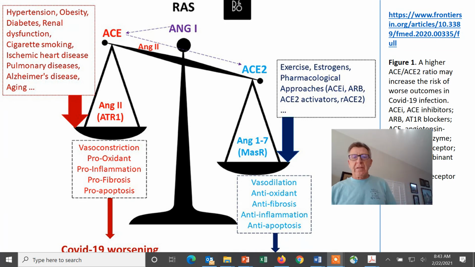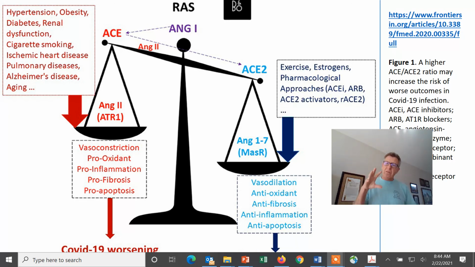And then you see down here on the other side, if you have anti-inflammation, which you get from exercise, proper diet, eating antioxidants, on and on and on, then that is going to keep you from getting inflamed, okay? So these two are always doing this all the time. Exercise, estrogens, all these things. Now, if we take those ACE2 receptors out, okay?